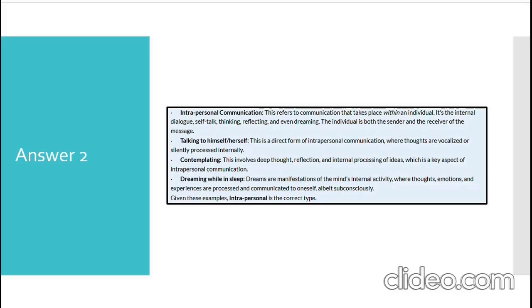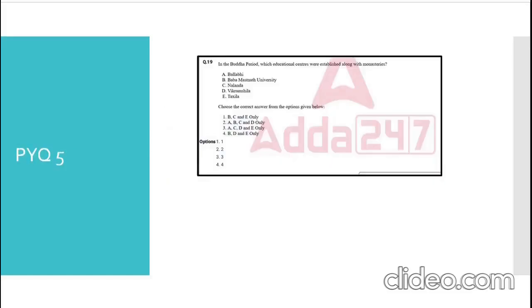Next question. In the Buddha period, which educational centers were established among the monasteries? A. Vallabhi, Baba Masnad University, Nalanda, Vikramshila, Takshila. Choose the correct answer from the options: B, C, E only; A, B, C and D only; A, C, D and E only; B, D and E only. Options 1, 2, 3 and 4.